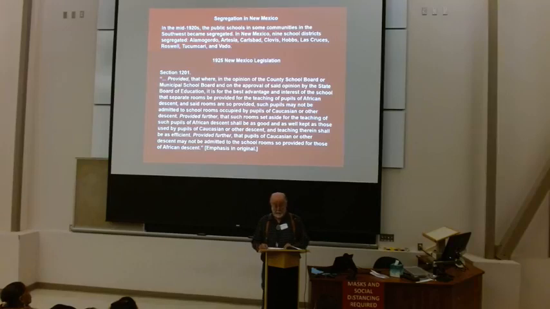The New Mexico legislature passed a local option law for county school boards, and Las Cruces School Board voted to segregate. 8 other districts segregated, all in the south and the east of the Rio Grande. The school was supposed to be as good as and as well kept as those used by the pupils of Caucasian or other descent. But it was not separate and equal. What had been an unsegregated school system stayed segregated from 1925 to 1954.